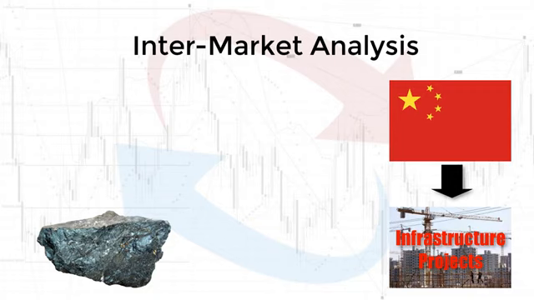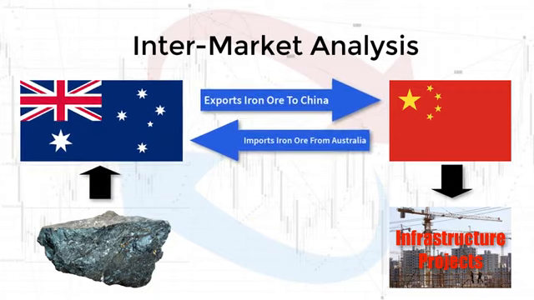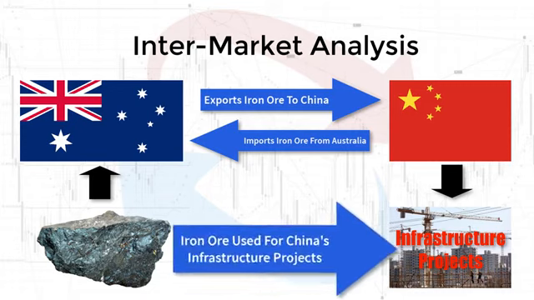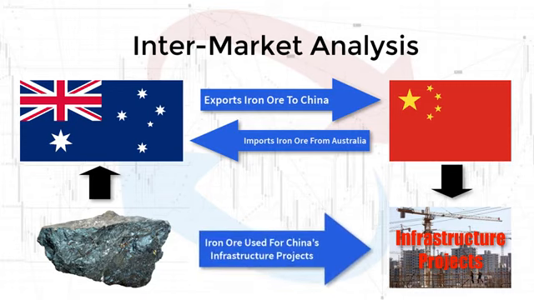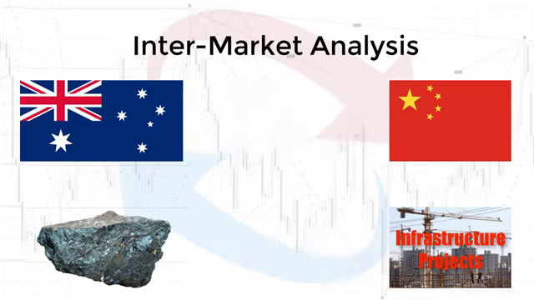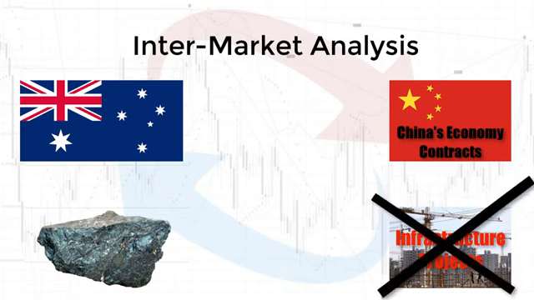Currently, China is Australia's biggest trade partner. Australia exports its main product to help China build its infrastructure. If China's economy contracts or goes into recession, they may be less likely to invest as much on infrastructure projects than when they were in the expansion or boom phase of their business cycle.